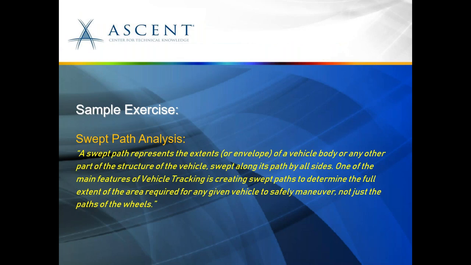So we're going to start off with the sample exercise now of the swept path analysis. What swept paths are within Autodesk vehicle tracking is basically the extent or the envelope of the vehicle that we've chosen, to see how it navigates around the site. So it's more than just the actual track that the tires take. It goes to the extent of the vehicle. For example, the front end bumper, will that make it across a particular curb cut? Or if I have a semi with a trailer on it, how will that navigate?